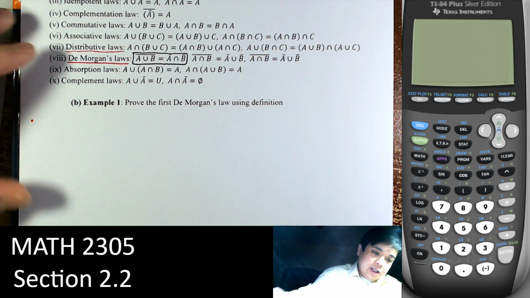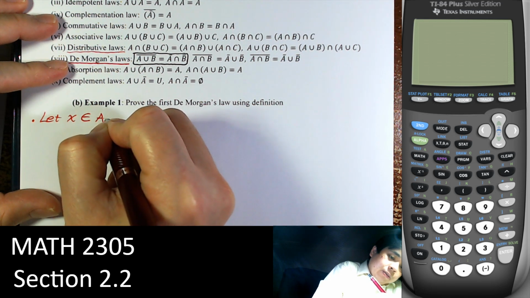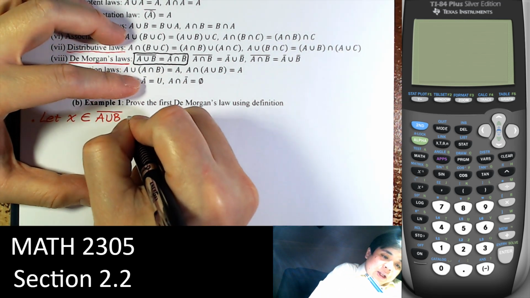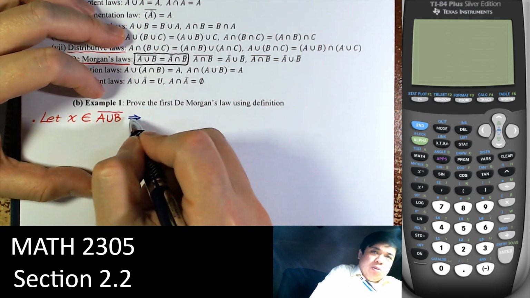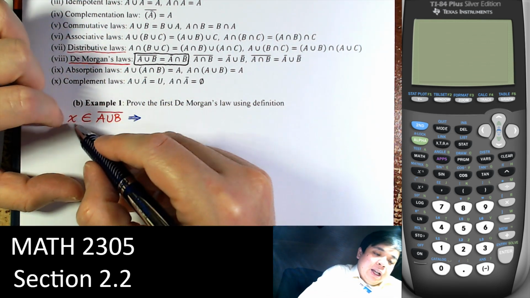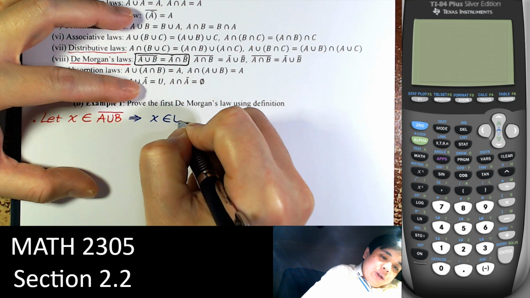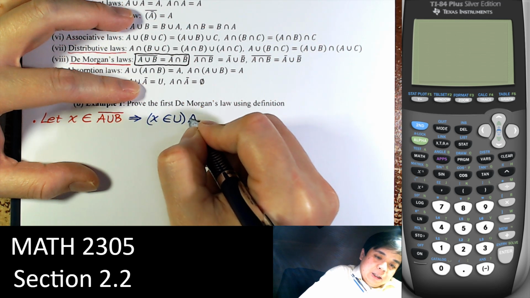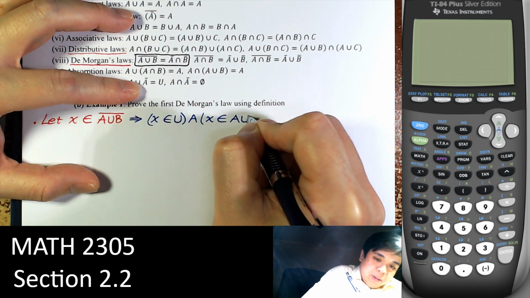So first, let X belong to this. By definition, I'm going to say implies, or just one arrow or the double arrow. I prefer to write it like this. Implies, if it is in the complement of A and B, meaning that X is in U, the universal set, and X is not in A or B.